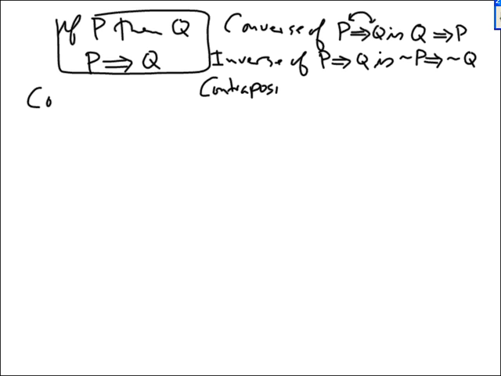And the contrapositive of P implies Q, you switch the two, that is Q and P, but you also negate them. Not Q guarantees not P. If P, then Q means P guarantees Q. If you have P, then you have Q. One guarantees the other.